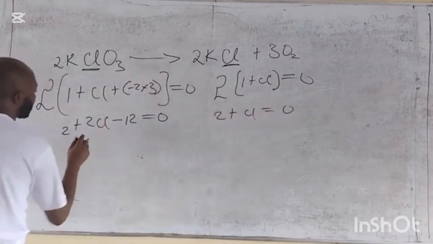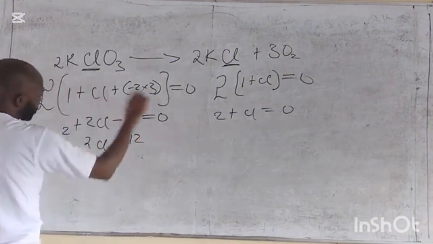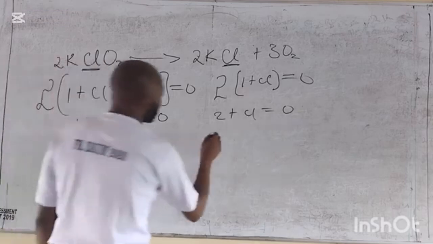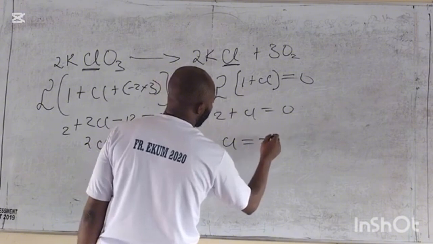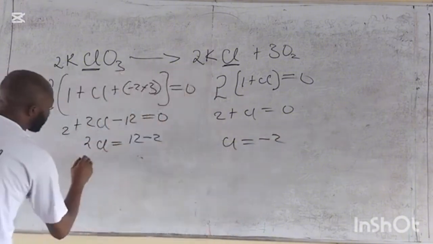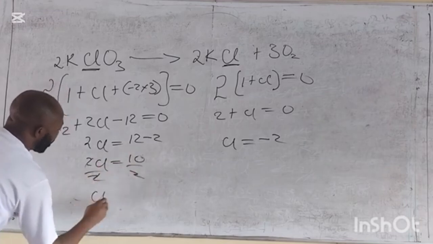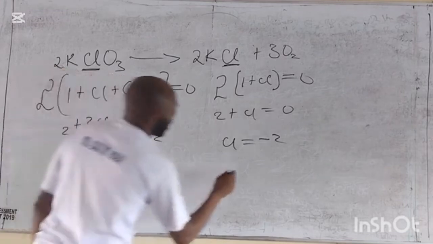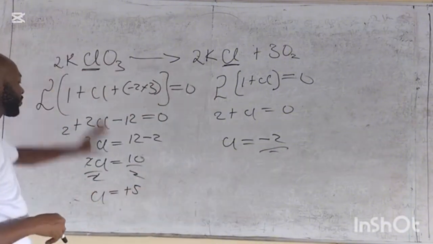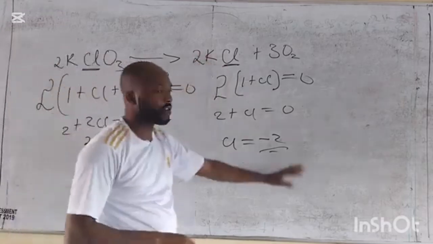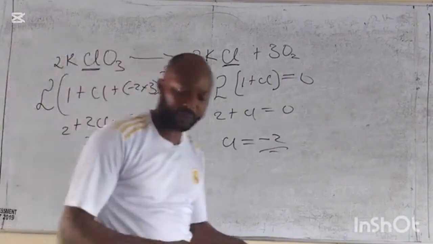Make this the subject. So 2Cl is equal to 12, crossover becomes +12. 2 crossover becomes -2. And this is Cl is equal to 2 crossover becomes what? -2. Now this is 2Cl is equal to 10. Divide also by 2. Cl is equal to +5. And here is this. So what happens here? The oxidation number of chlorine here is +5. The oxidation number of chlorine here is -2. It reduces. So in this case, reduction takes place.